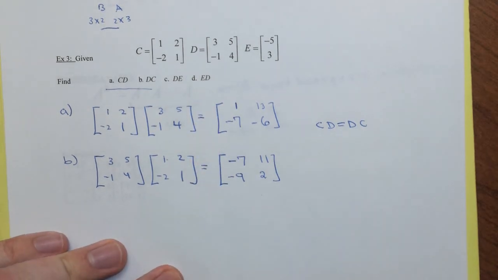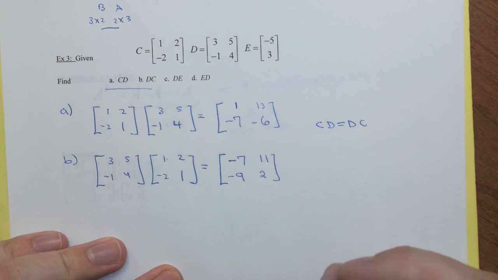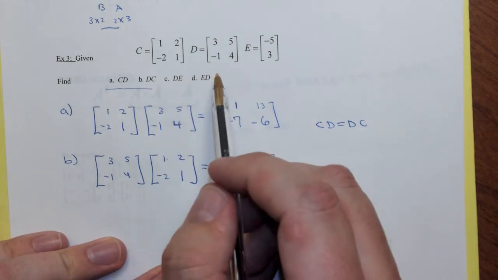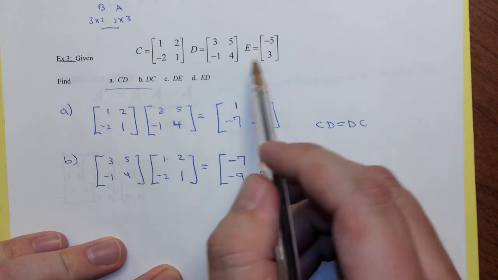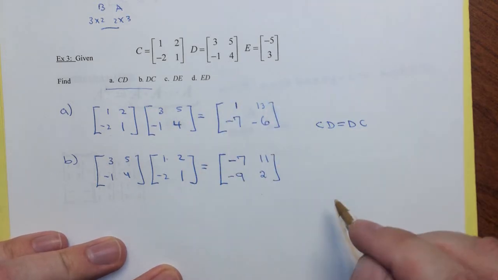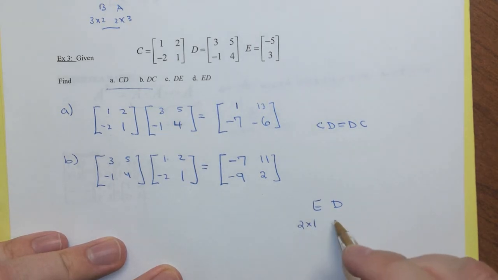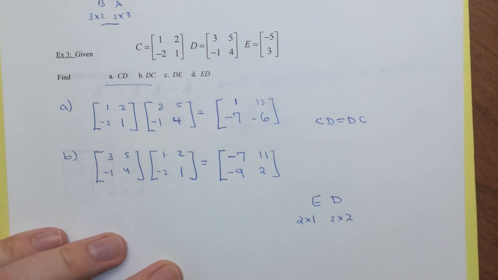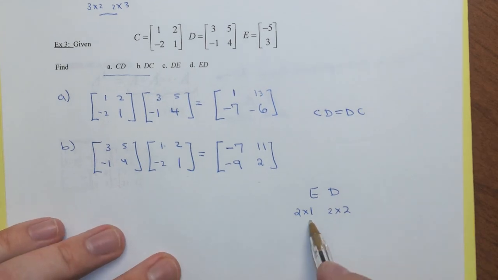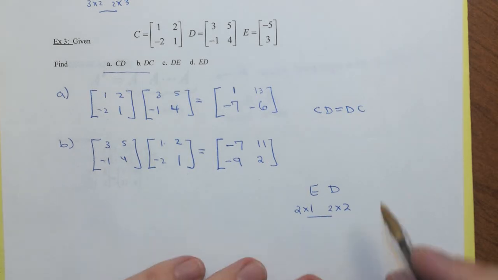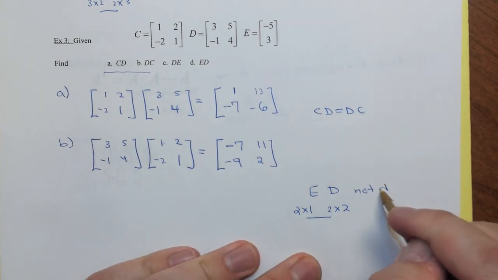How about ED? DE we can compute, that's simple. ED though, if we tried to compute ED, E is a 2 by 1 vector, D is a 2 by 2 matrix. And as we previously stated, since these inner dimensions do not match up, ED is not defined.